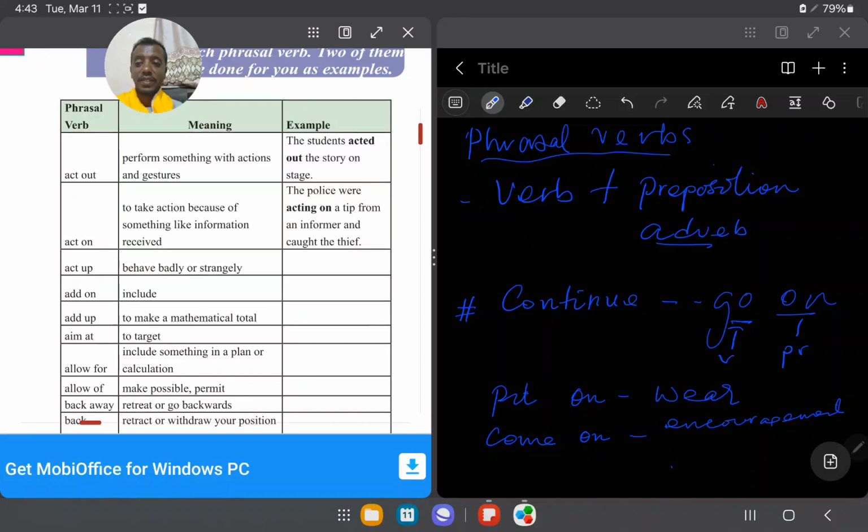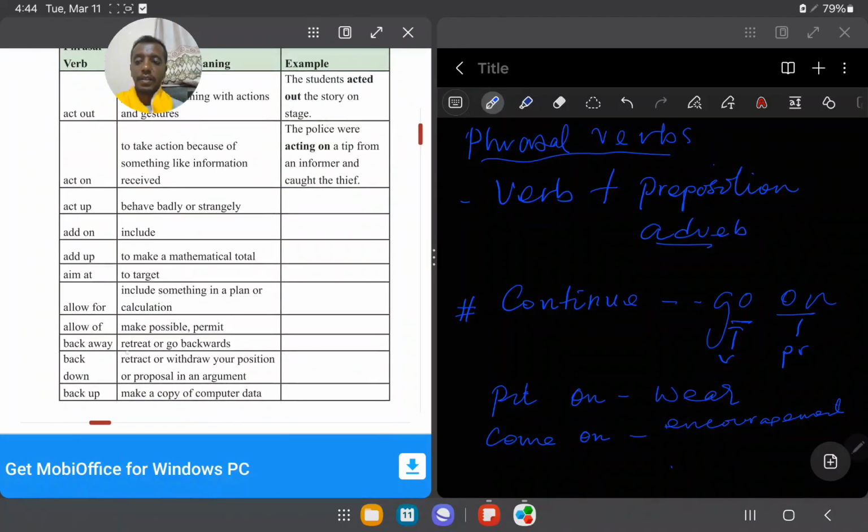Act on. See? Act out and act on. Act on means take action because of something like information received. Okay, these are the meanings. The police were acting on a tip from an informer and caught the thief. Act on in short is based on the information.